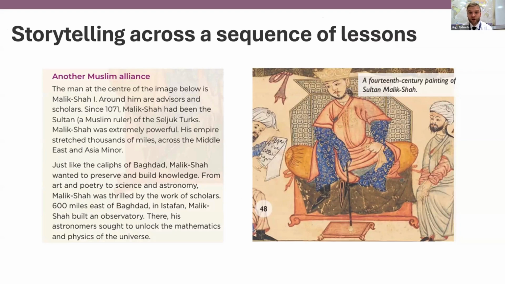Since 1071, well, the man at the center of this image is Malik Shah the First. Around him are advisors and scholars. Since 1071, Malik Shah had been a sultan, a Muslim ruler of the Seljuk Turks. Malik Shah was extremely powerful. His empire stretched thousands of miles across the Middle East and Asia Minor. Just like the Caliphs of Baghdad, Malik Shah wanted to preserve and build knowledge. From art and poetry to science and astronomy, Malik Shah was thrilled by the work of scholars. 600 miles east of Baghdad, in Isfahan. I pause that and say, yeah, I'm not very good at pronouncing that yet, so I'm sorry about that. Malik Shah built an observatory. There, his astronomers sought to unlock mathematics and physics of the universe, right? We get to meet Malik Shah.